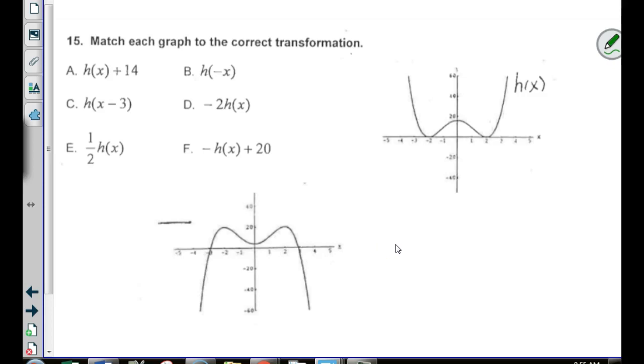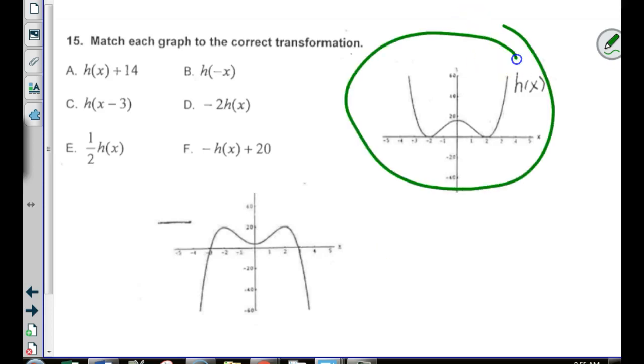Okay. This is the parent over here. What happened to get this one? Definitely reflected, which would mean there's a negative. Yes. But yeah, if I just flipped it, it would do this. And it definitely looked up a little bit of that. So what are you thinking? Which one would move it up? Both A and F would move it up, but which one also reflected? Okay.